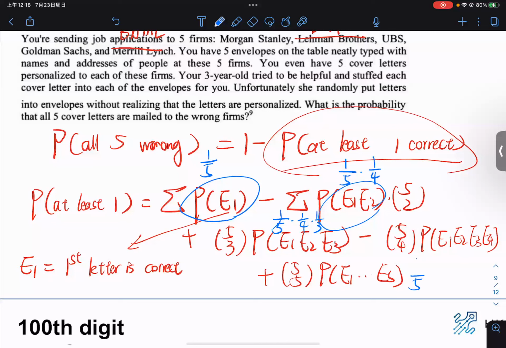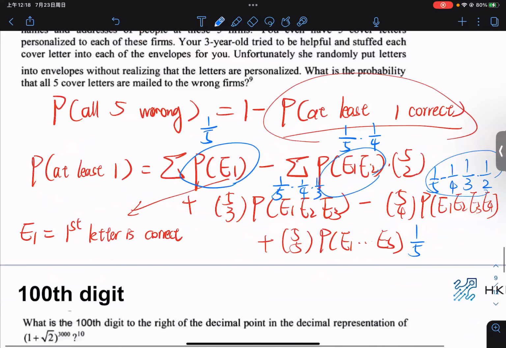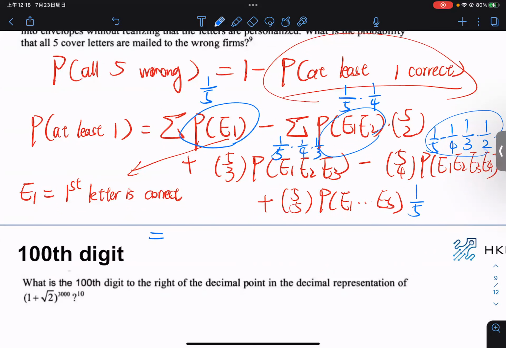And this should be what? This should be 5 factorial. So this should be 5/4 multiplied by 5/3, 5/3, and this is 1/2, okay? And after we calculated that, we can find that this is going to be 19/30, okay? And now our answer is what? It's 11/30. And we solved this question.